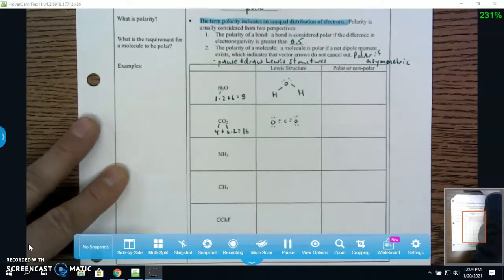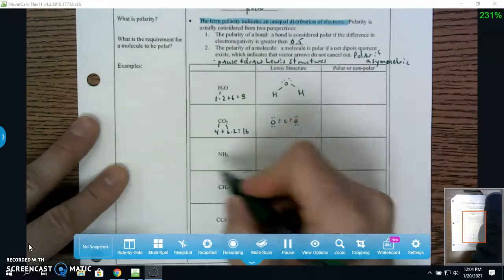Remember, VSEPR stands for valence shell electron pair repulsion theory. It means that we need to draw those bonding and non-bonding domains as far away from one another as possible.